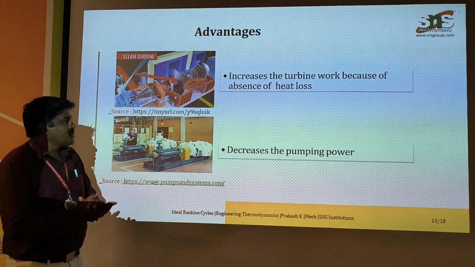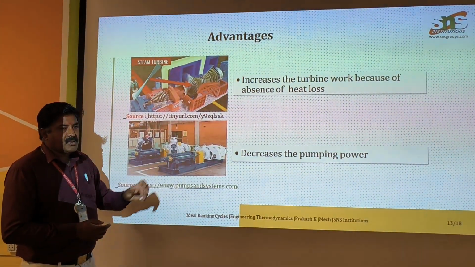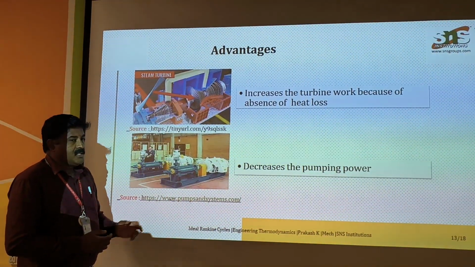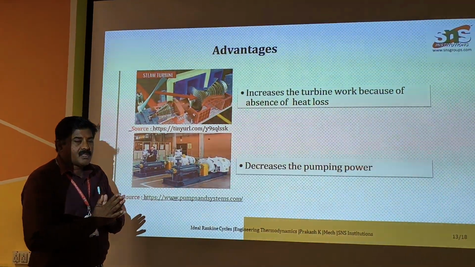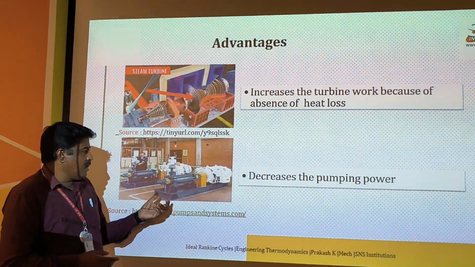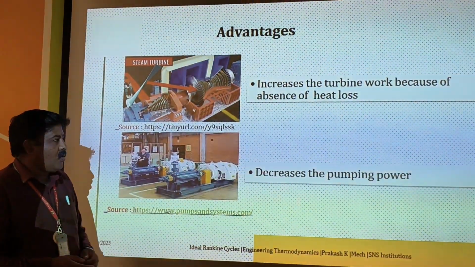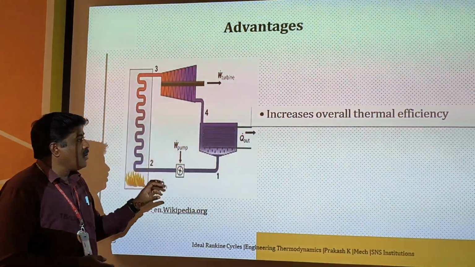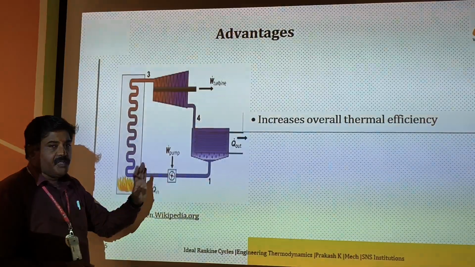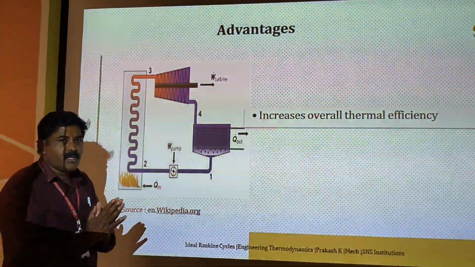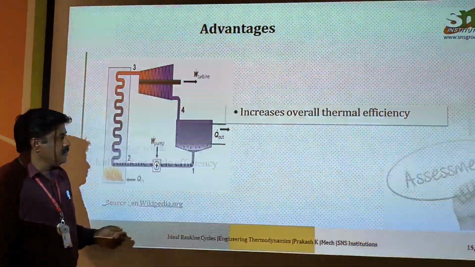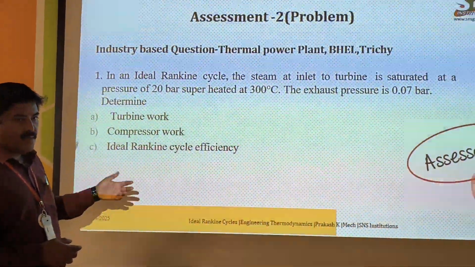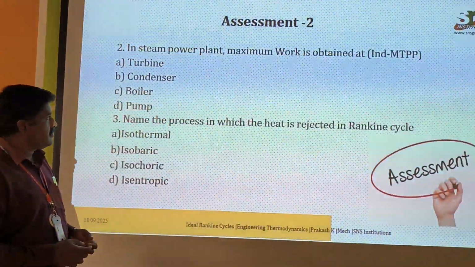And the advantages when we use a Rankine cycle: definitely the turbine work is increased because only a small amount of heat loss takes place, and the pumping power is decreased. These are the main advantages. The most important advantage is that it increases overall thermal efficiency, so the maximum heat utilized is converted into work done. These are some assessment questions; you can solve them and give your answers in the comments.